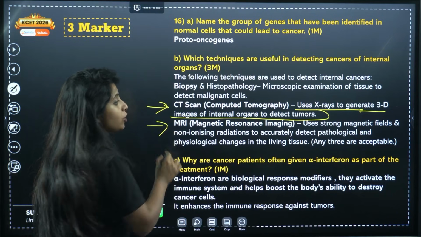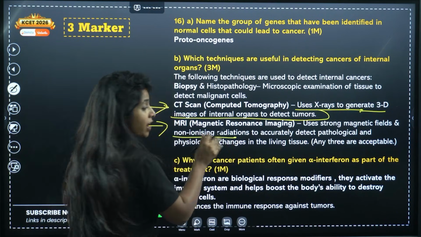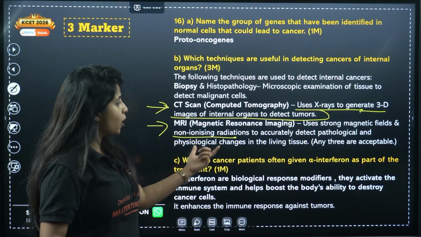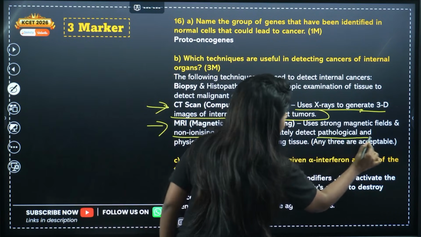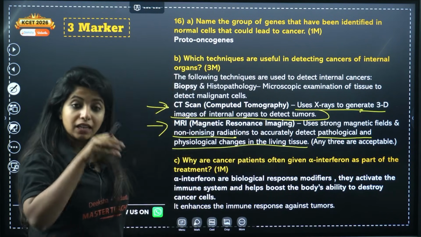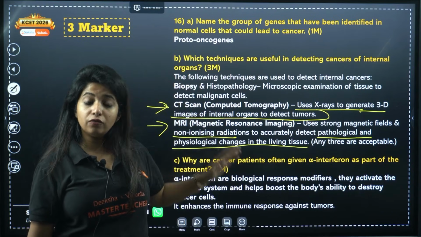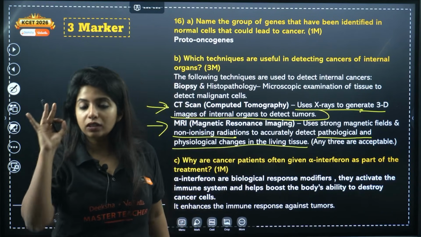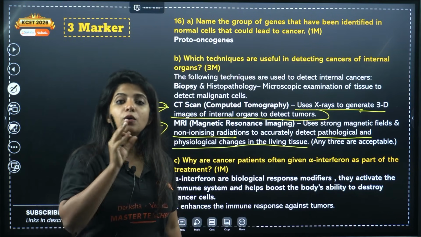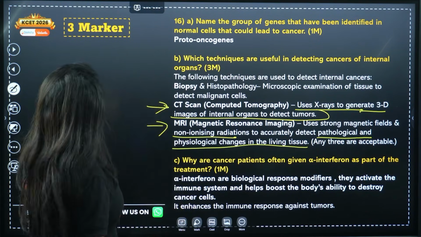Over here you are going to use magnetic fields and non-ionizing radiations. Non-ionizing radiation is fine for us, comparatively fine. Now magnetic fields and non-ionizing radiation to accurately detect pathological and physiological changes in the living tissue. If there are some changes in the living tissue, that is being detected by MRI. So 3 different things. Remember CT scan with 3D structure of internal organs. Remember MRI with scanning of our living tissue. Always remember that.